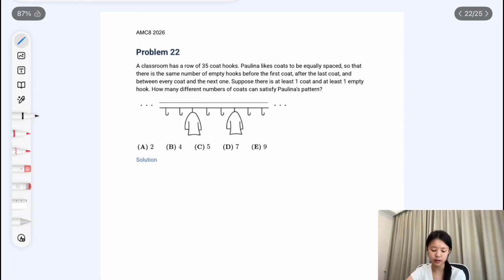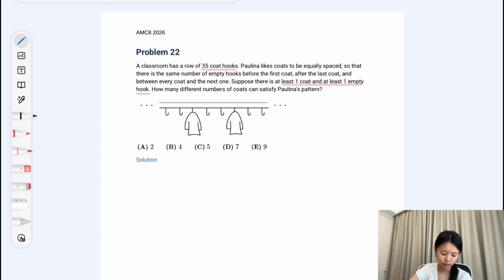Problem 22. A classroom has a row of 35 coat hooks, and Paulina hooks coats up so that there is at least one coat and at least one empty hook between each of the coats. How many different numbers of coats can satisfy Paulina's pattern?